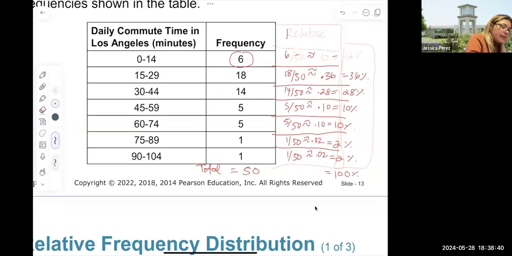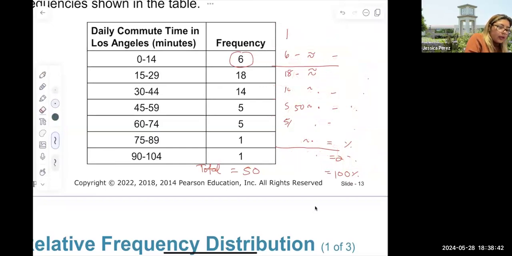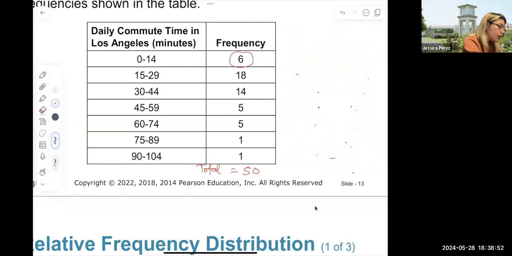And now, instead of putting relative, I'm going to put cumulative. It's going to be a cumulative distribution. So how do I get a cumulative? It's actually a sum. And you already know what the sum is. We know that the total is 50. But for a table, how does that look?